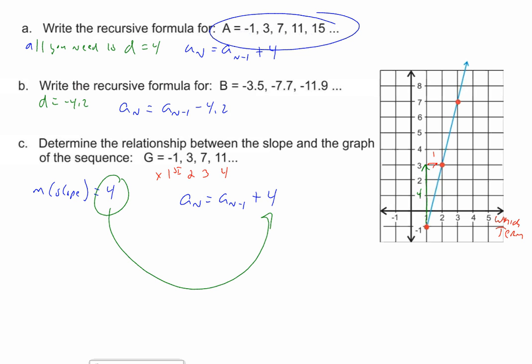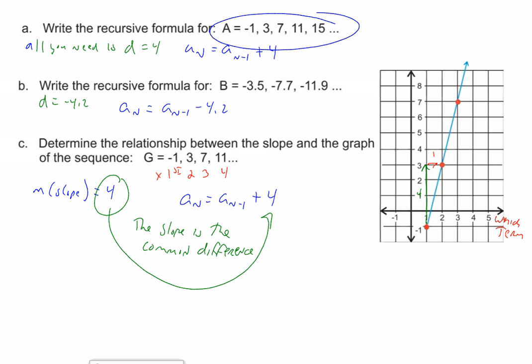And you can see that the slope is the common difference. The slope is the common difference. And that is the case on arithmetic sequences. The slope is the common difference. So if we were to graph B, the slope would be what? Negative 4.2, right? We'd have a negative slope, and that's fine. The lines can go up or the lines can go down.